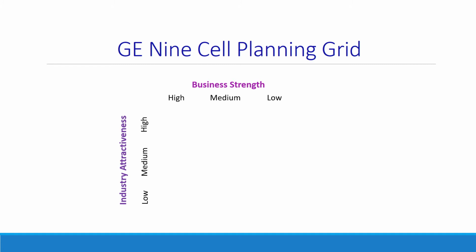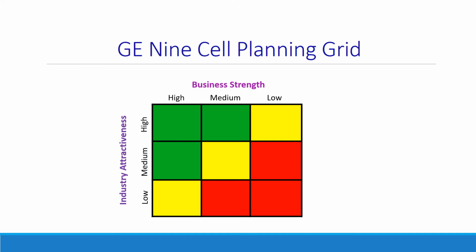The GE grid is also called the stoplight strategy model because it uses three colors: green, yellow, and red. Hence, it is called the stoplight strategy model. Now, the first color is invest or expand. Those business units coming in this area can be used for expansion, or more investment can be made in these business units. In this zone, a business has an opportunity to grow through further investment and expansion.